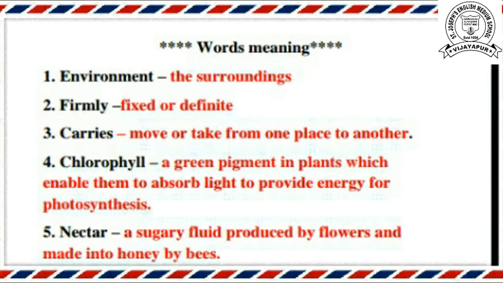Now the next one, the fifth one, nectar. Nectar means a sugary fluid produced by flowers and made into honey by bees. Nectar is a sugary, sweet fluid present in the flowers, and that nectar is sucked by insects like honeybees, and the honeybees can convert that nectar into honey. So children, got it? How can the honeybees make the honey which is very sweet?